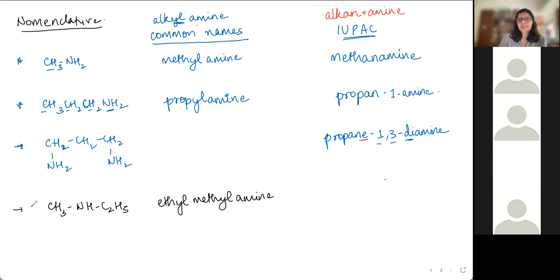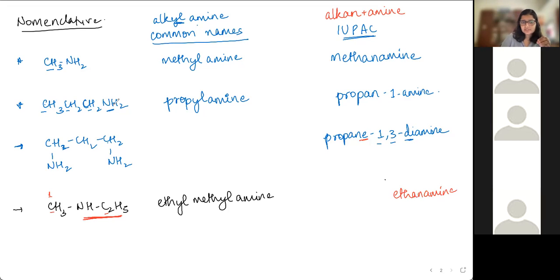Whenever you have multiple alkyl groups, again the IUPAC rules apply. First, see whatever is the longest carbon chain. Whether there are two alkyl groups or three alkyl groups, choose the longest chain. In this case, there is one carbon atom here and two carbon atoms here, so this would be the longer chain. The longest chain will form the base, so the alkanamine base is going to be your longest chain. So it's going to be ethanamine.